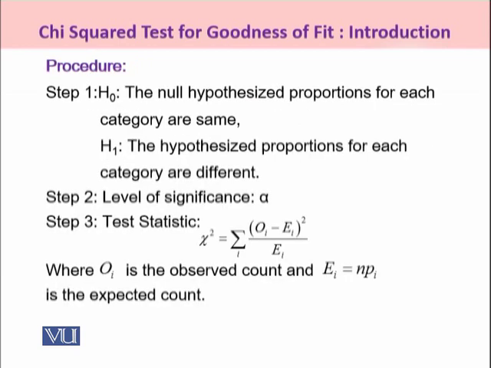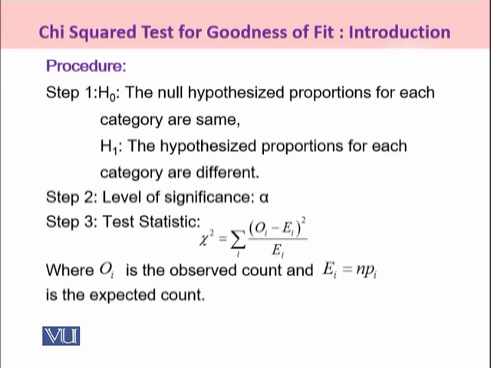Now students, the procedure of chi-square test for goodness of fit: obviously it is a statistical test, so we need to outline certain procedural activities or steps for applying this particular test. The first step you need to follow is to formulate the pair of hypotheses. So students, here H0 will be that the null hypothesized proportions for each category are equal or the same. And the alternative would be that they are different.